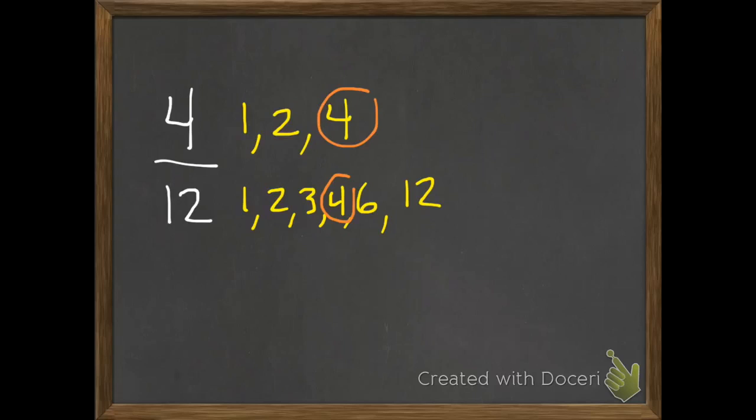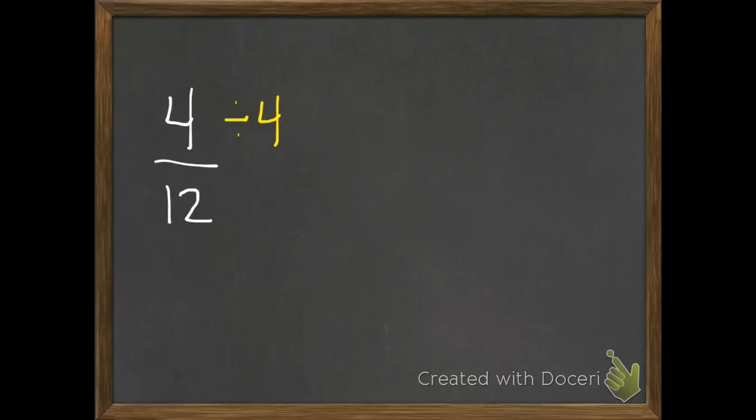So we're going to divide each of these by 4. 4 divided by 4 is 1. 12 divided by 4 is 3. So 1/3 is 4/12 in simplest form.